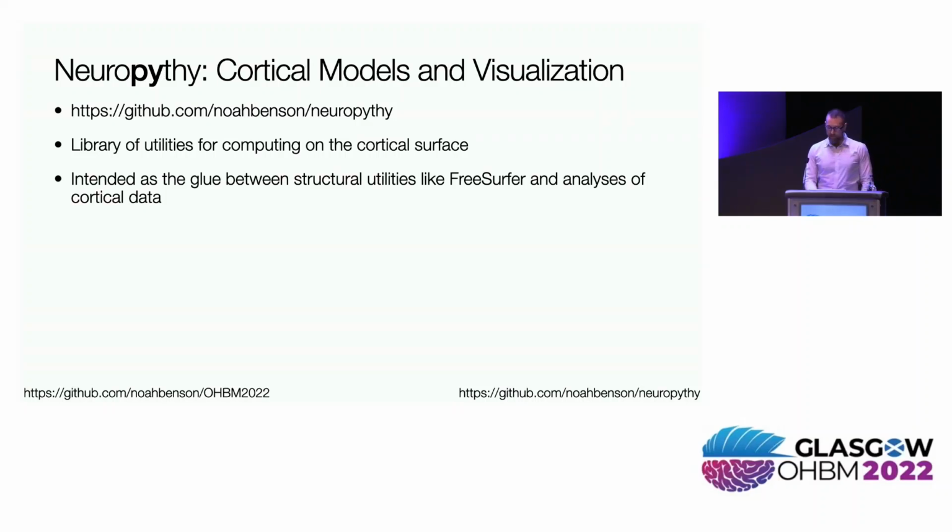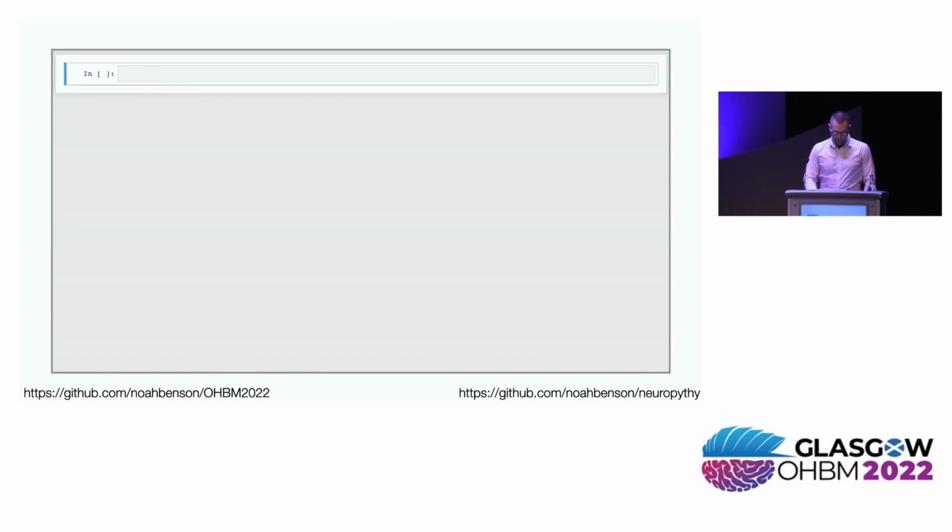Once we've successfully downloaded the data in BIDS format, we just need a tool that can load, model, and render it. For this, we will look at my own library, neuropythy, which is a library of utilities for cortical surface analysis that is intended to serve as a sort of glue between structural utilities like FreeSurfer and more complex or nuanced analyses of cortical data. What you should be seeing here is a Jupyter notebook window, which I will use to demonstrate some of what neuropythy is capable of. For starters, I'm going to go ahead and select that input cell, and I'm going to go ahead and import neuropythy with the alias ny.